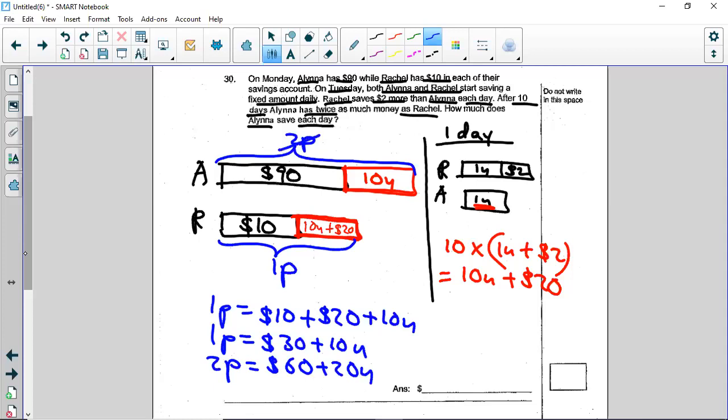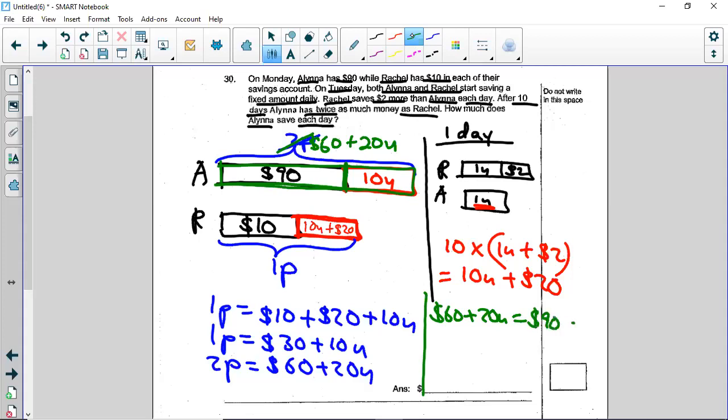I change the two parts into what? $60 and 20 units. So you change the two parts into $60 and 20 units. Okay, which is the same as $90 and 10 units. Same. Okay, all right. So let's write down. So it's $60 and 20 units. Let's write down $60 and 20 units is the same as what? Same as the inside the box, which is same as $90 plus 10 units.